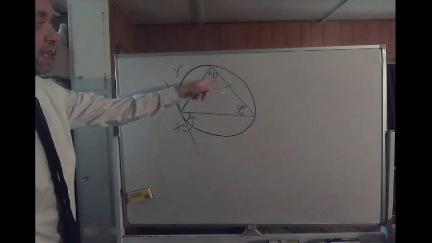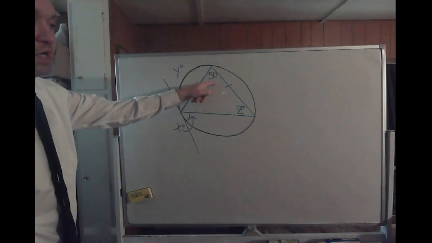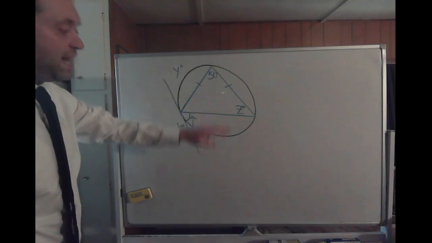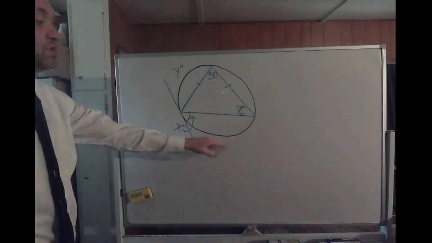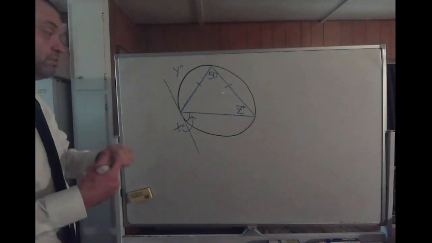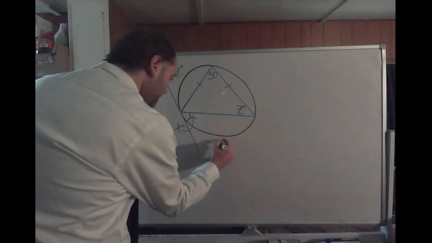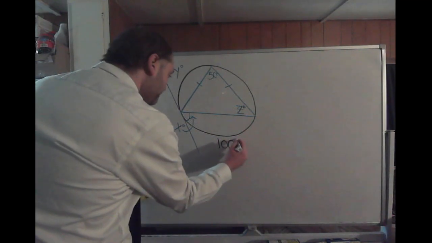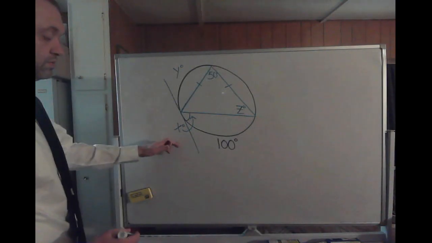Well, this inscribed angle of 50 is, of course, half the measure of this arc. So to find this arc, you would double the 50, and what would you get? This arc would be 100 degrees. So there's a piece of the puzzle.